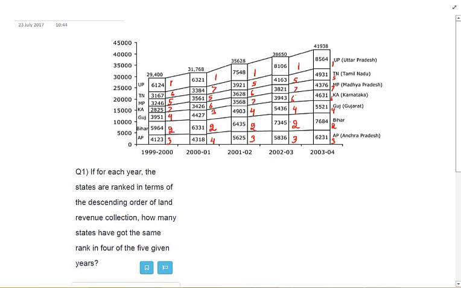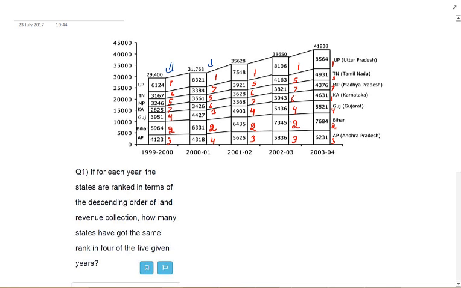If for each year the states are ranked in terms of the descending order of land revenue collection, how many states have got the same rank? So we need to find which states have the same rank for 4 out of the 5 given years. So what you can do is calculate the rankings for each of them in the year. I have written them over here in red for all of them. You will do it on paper, and this information would be helpful for us in solving the other questions also, and we'll see how.